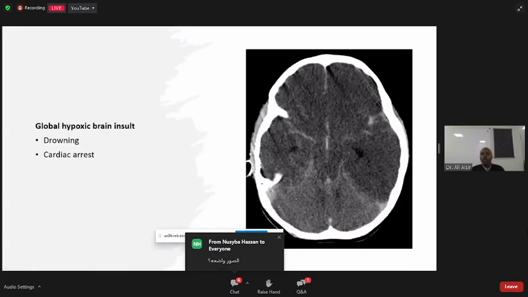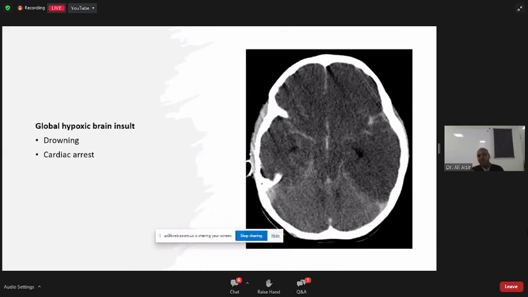This is global brain infarct, and when you see such, the only vital surviving part of this brain is the cerebellum, but the rest of the cerebral hemispheres are swollen and ischemic. When you find such a picture, you have to consider drowning or cardiac arrest.